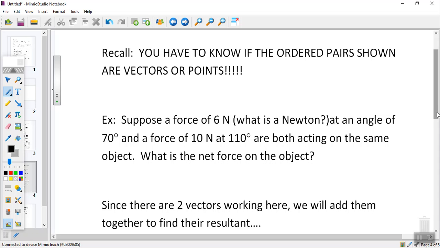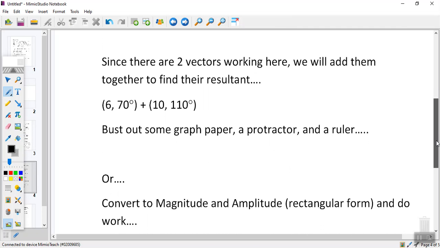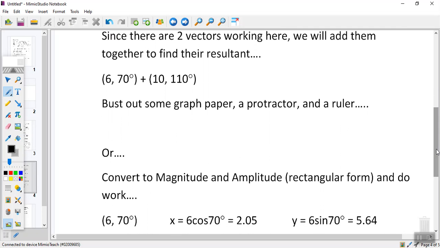It says, suppose a force of 6 newtons at an angle of 70 degrees and a force of, and the SI unit of force, are acting on the object. Okay, what's the net force on the object? Let me just show you what is going on here. It says since there are 2 vectors working here, we will add them together and find their resultant. Didn't we do that in the last section? It says bust out some graph paper or protractor. Don't do that. I'm going to do that up on the board here, okay?